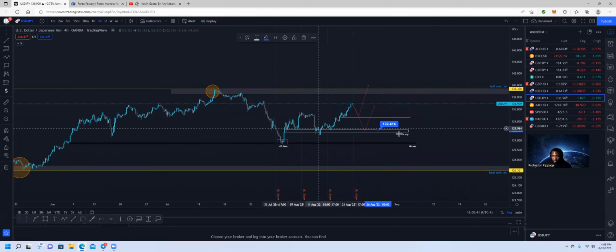And if price action starts to close below this level here, it's definitely back to the drawing board, because now you're closing below structure that pushed you into the highs, and you can potentially be resuming bearish at that point.